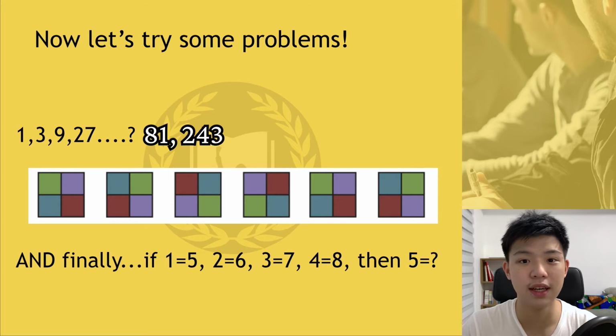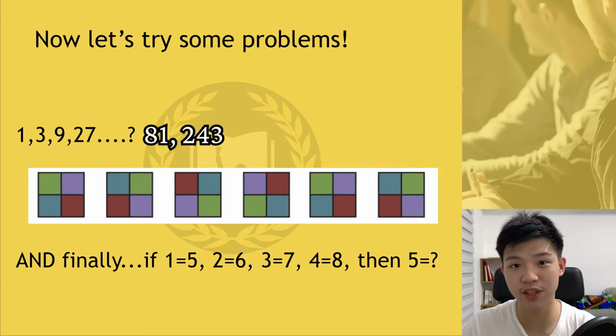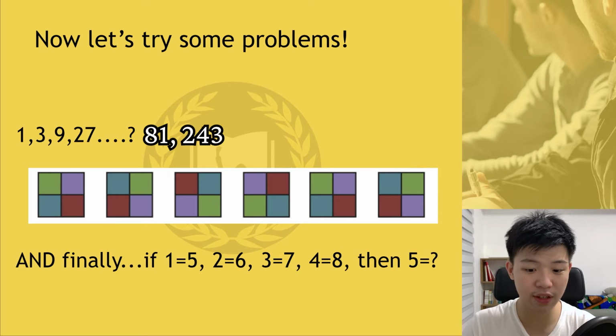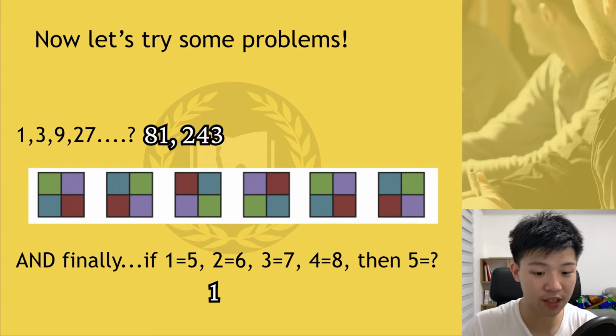But the last one is just a trick question. This is not an indication of a pattern, just a joke. If 1 is equal to 5, 2 is equal to 6, 3 is equal to 7, 4 is equal to 8, then 5 is equal to 1, because as stated previously, 1 is equal to 5.